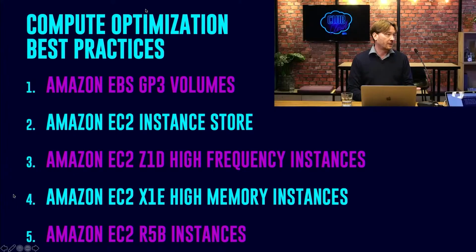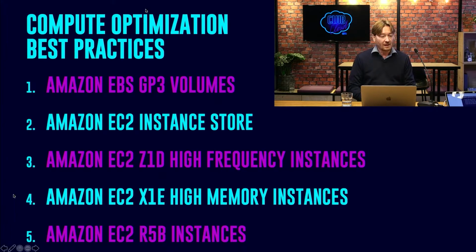So just check what you have, and you can use our Compute Optimizer to see it. Because Compute Optimizer nowadays also takes into account the storage you have. So it will recommend you switching from GP2 to GP3.